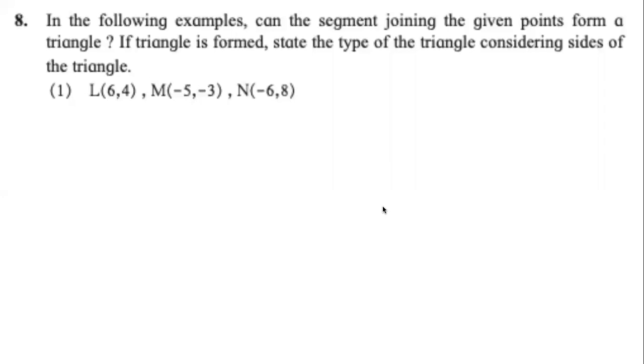Number 8 is a new type of question, in the sense we have solved this type of question in bits and pieces, but not together. Interesting. It reads, in the following situations, badly written question. So there are 3 parts to question number 8. There are 3 different situations. Can the segment joining the given points form a triangle? Another mistake. It should have been, can the segments joining the given points form a triangle?